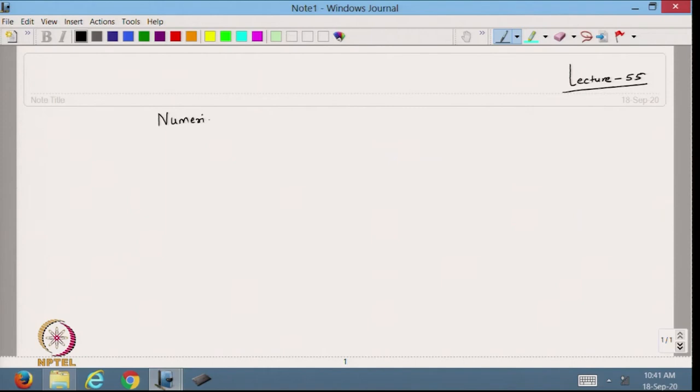So today we are going to start with another topic, that is numerical integration. In this case, suppose we have an integral from a to b f x dx. So this is a definite integral, and I want to do the integration of this one. If you want to do the integration of this, there are two ways. We know that there are two ways to find the integration.